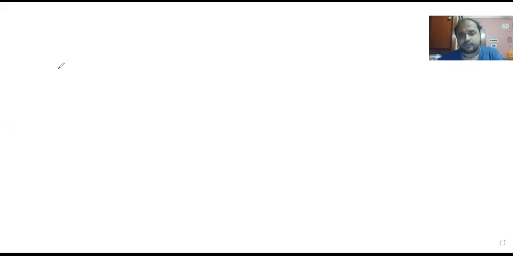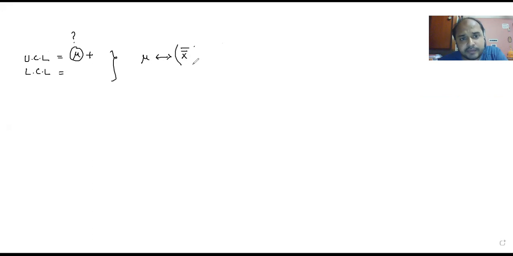First of all, suppose the population mean is not known, and we want to calculate UCL and LCL. We are not able to calculate them because this part is not known. So shall we stop our production process? No. Therefore, I am replacing mu by a quantity called the grand mean. If the grand mean can be calculated, then in the UCL formula I can replace mu by the grand mean, x bar bar. That's why I have calculated x bar bar.